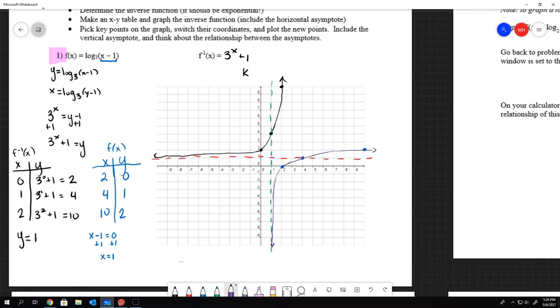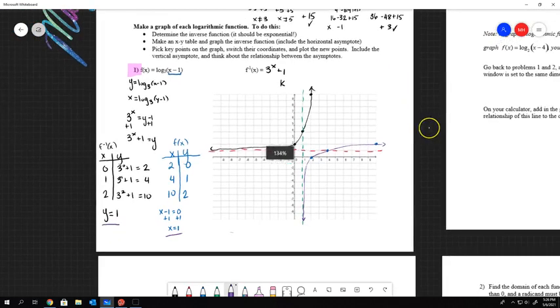So it says, think about the relationship between the asymptotes. Well, if we look, our two asymptotes, we have x equals 1 and y equals 1. So it looks like our inverse, we switch x and y, just like with our points. And I'm just going to label these real quick. So this is f of x, and this one's f inverse.